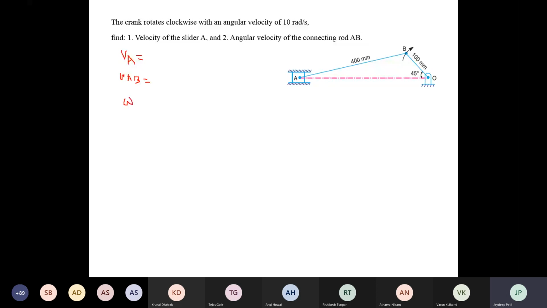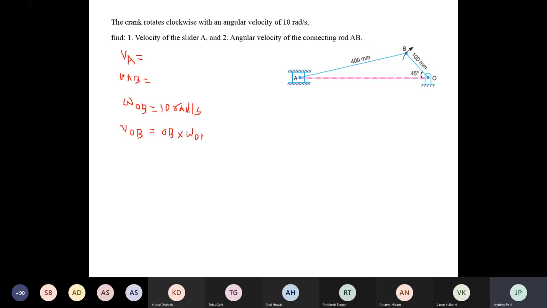Means you have to give one here directly, omega OB is equal to 10 radian per second. Now you have to find out here velocity OB. Now velocity OB you will get by using this formula. Velocity is equal to R into omega. R means the length of the link OB in meter, into omega, which is your omega OB.